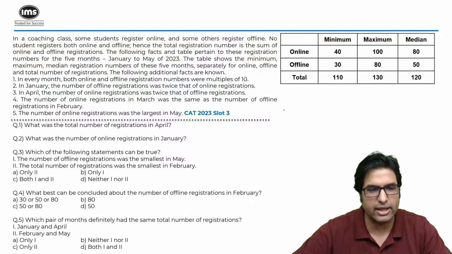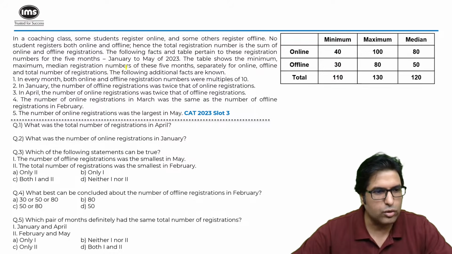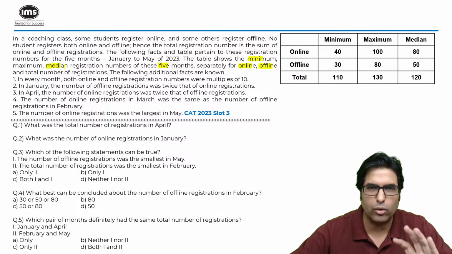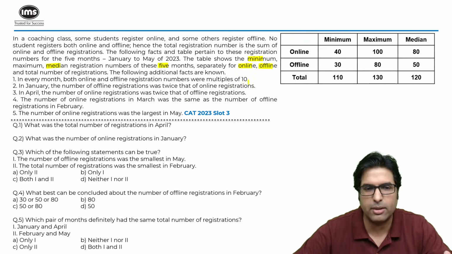So erase everything that we have covered so far. We'll now come to understanding the next set of clues. So the table shows the minimum, the maximum, the median registrations for these 5 months separately for online, offline and total. Alright. The following additional facts are known, and then there are 5 clues in every month. Both online, offline registration numbers were multiples of 10. Okay. In January, the number of offline registrations were twice that of online.